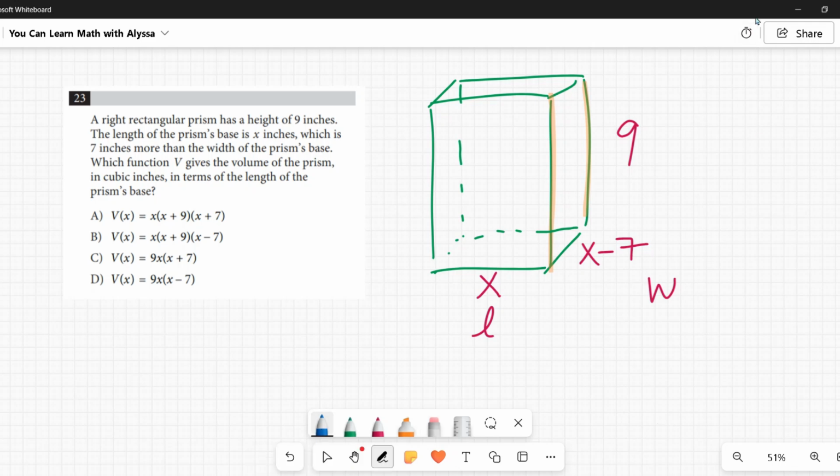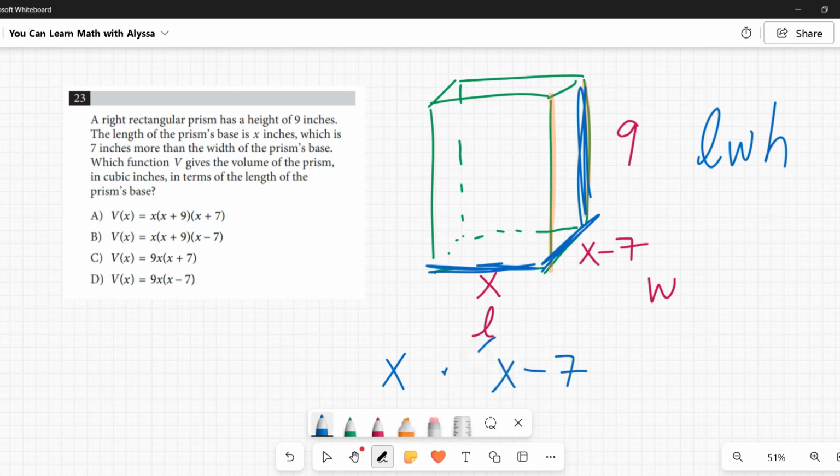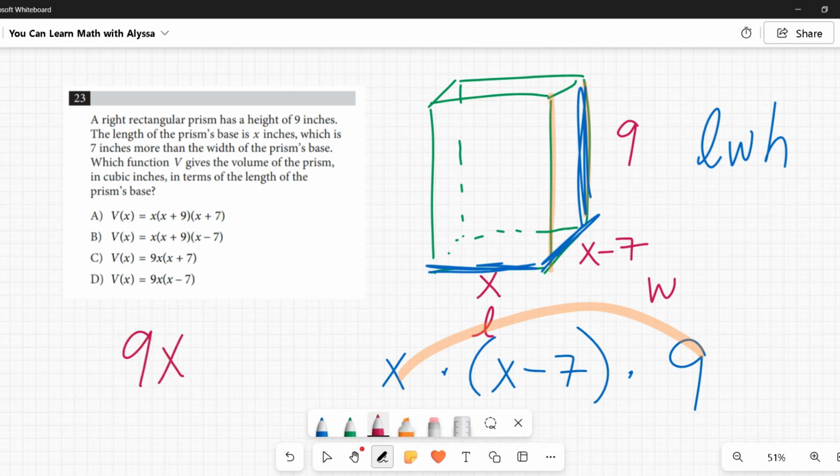Okay, now volume. The volume of a rectangular prism is length times width times height. So this times this times this. Okay, so that's x times x minus 7 times 9. Now I can multiply these two together. 9 times x is 9x, and the x minus 7 stays there. I could distribute it, but I'm going to look up here before I go any further and look at their answers, and none of these are distributed. They are still in these undistributed forms.